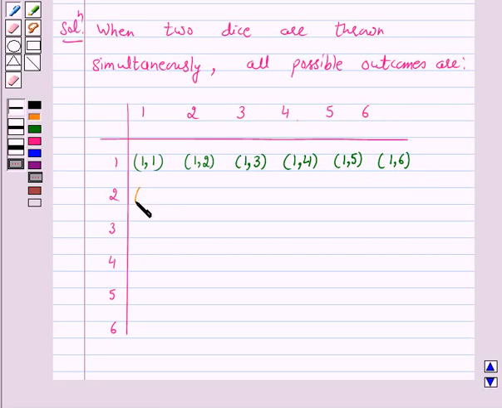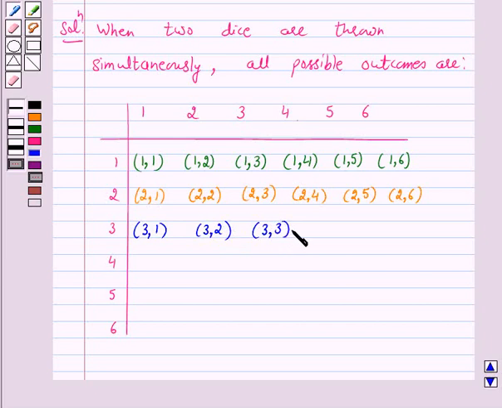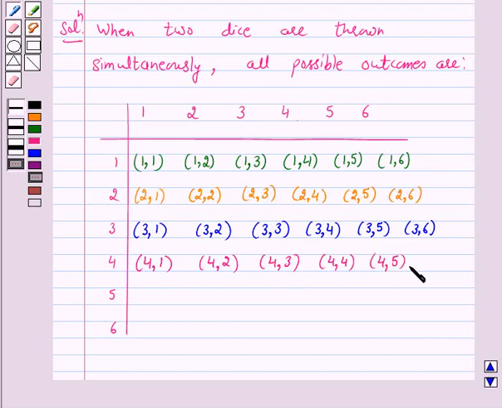Similarly, we can have 2 on the first die and 1 to 6 on the second die. So the ordered pairs are 2, 1, 2, 2, 2, 3, 2, 4, 2, 5, 2, 6. Again, we can have 3 on the first die and 1 to 6 on the second die. So the ordered pairs are 3, 1, 3, 2, 3, 3, 3, 4, 3, 5 and 3, 6. Now we can have 4 on the first die and 1 to 6 on the second die. So the ordered pairs are 4, 1, 4, 2, 4, 3, 4, 4, 4, 5 and 4, 6.